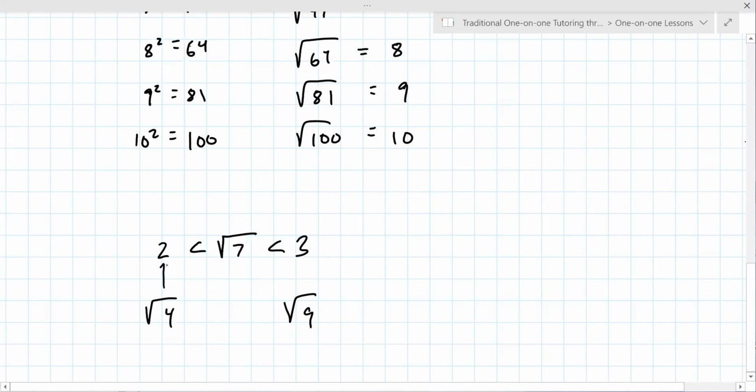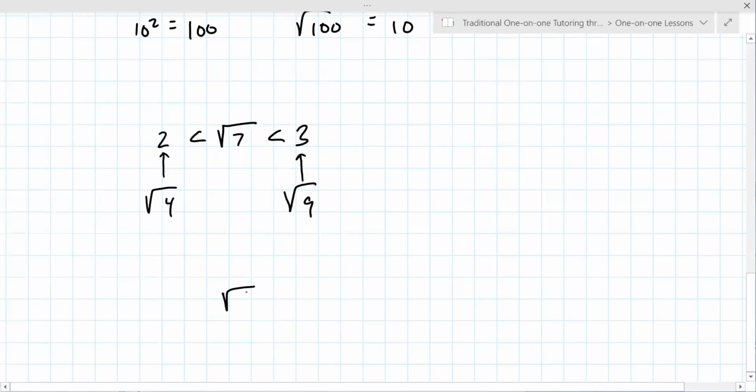Because the square root of 4 is 2 and the square root of 9 is 3. Do you follow that? Yeah. So if I ask you now, the square root of 11 is between what two numbers? What would you say?